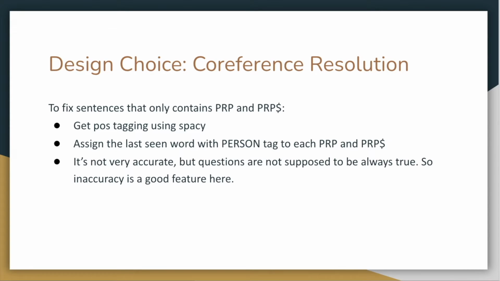Applying coreference resolution in the pre-processing stage greatly improved the quality of our generated questions, because questions generated from sentences that only contain personal pronouns and possessive pronouns have ambiguous references. But instead of using a sophisticated coref library like NeuroCoref, we decided to implement our own coref by assigning the last seen word with person tag to each PRP and PRP possessive. Because of the inaccuracy in our coref algorithm, it actually made our questions diverse and able to contain false information. After all, questions are not supposed to be always true, so inaccuracy is a good feature here.